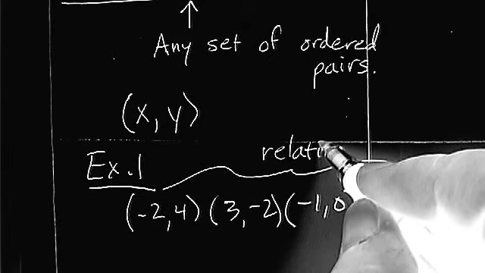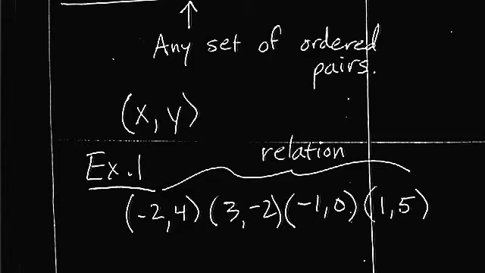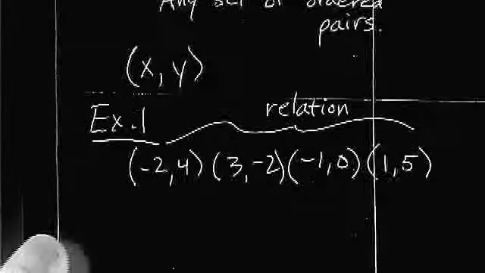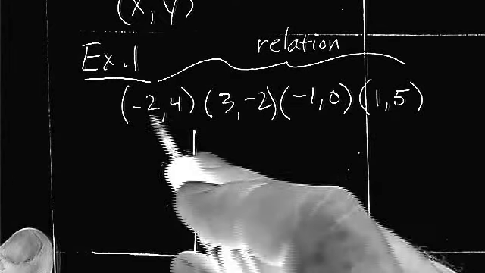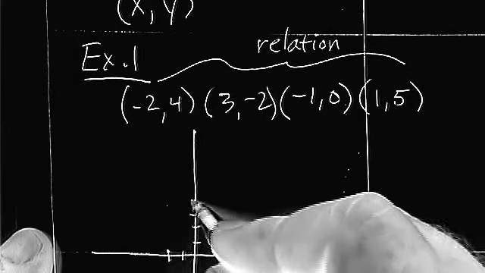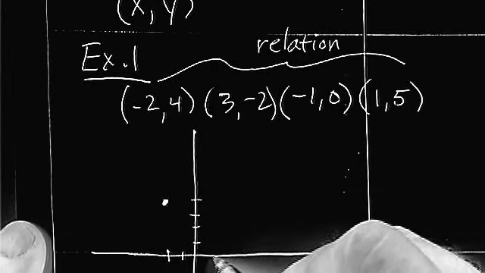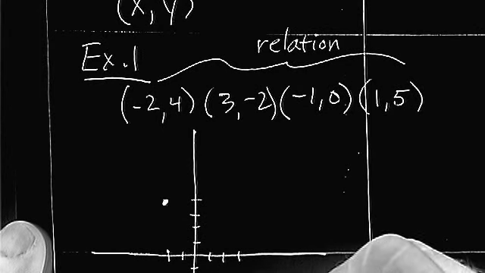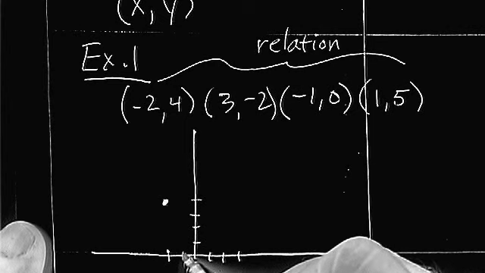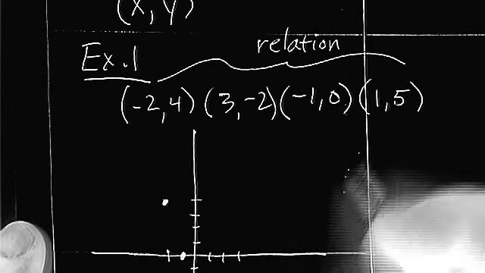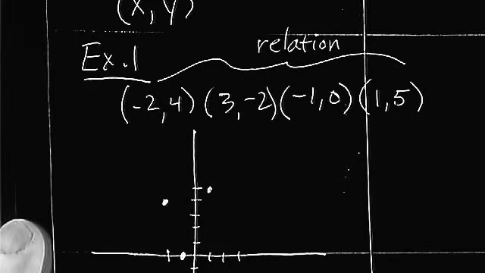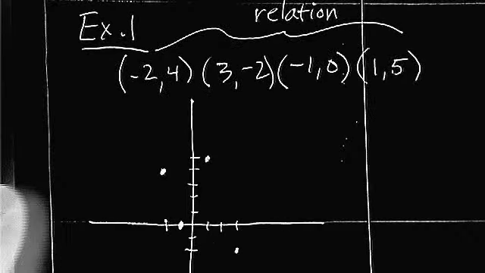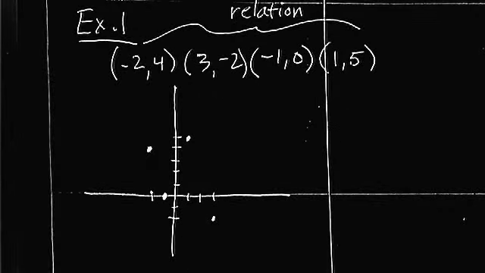Now, we are interested in a specific type of relation called a function, but we'll get to that definition in a little bit. Just as a reminder on graphing, -2, 4, obviously 2 to the left and 4 up. That would be my first coordinate. 3, -2 would be 3 to the right and 2 down. -1, 0, that's left 1 and up and down nothing. And 1, 5 would be 1 to the right and up 5. So here's the set of ordered pairs in graphed form. This is the relation that they've asked me to graph. Pretty simple stuff.